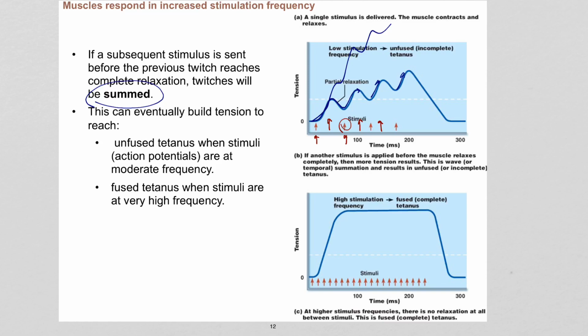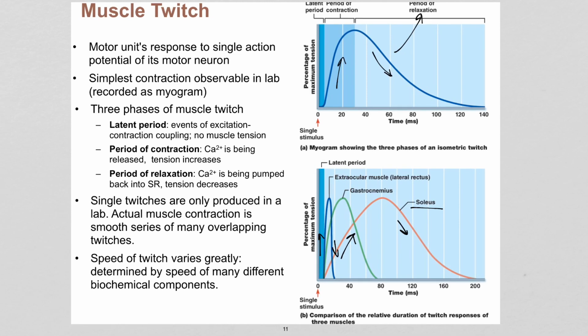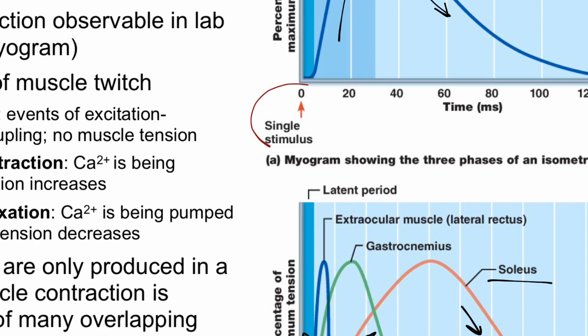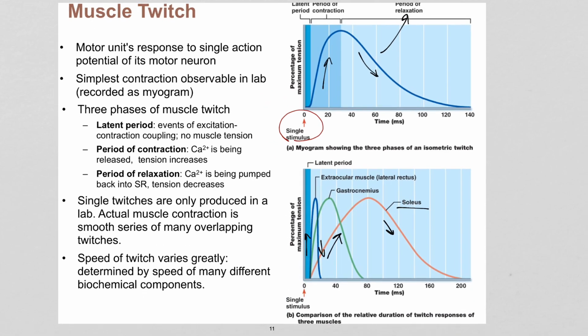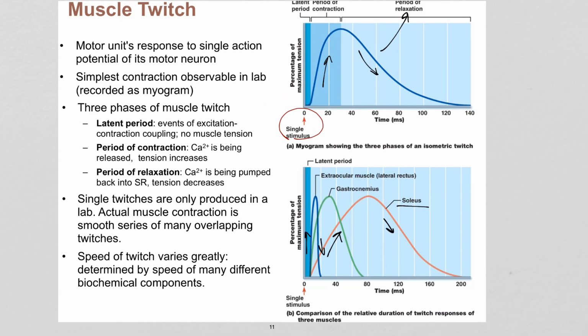And the last thing I should mention is, remember that twitches, I keep saying muscle, but really one twitch happens in a motor unit, right? Not really in an entire muscle, because action potentials come down individual motor neurons to individual motor units. And so you would have to talk about this on a motor unit basis, not really an entire muscle kind of basis.